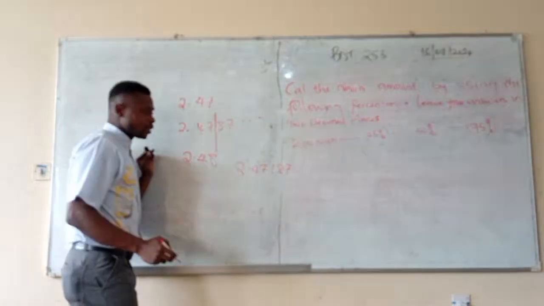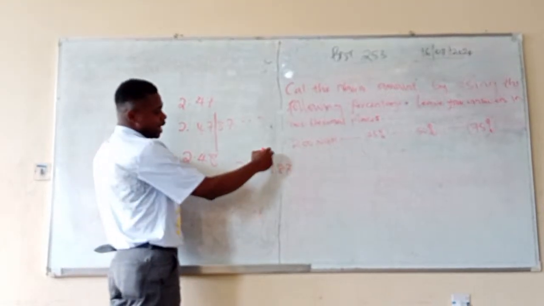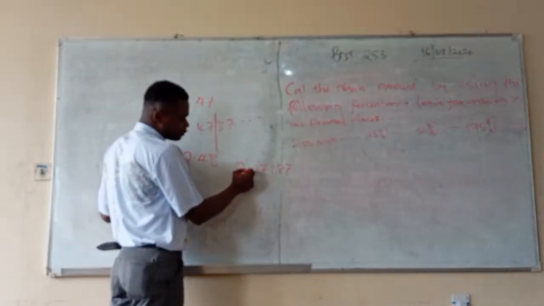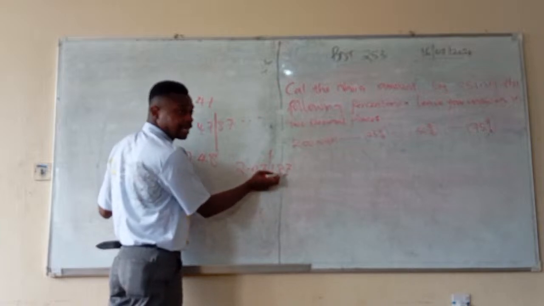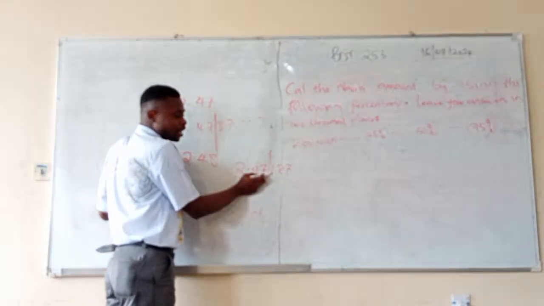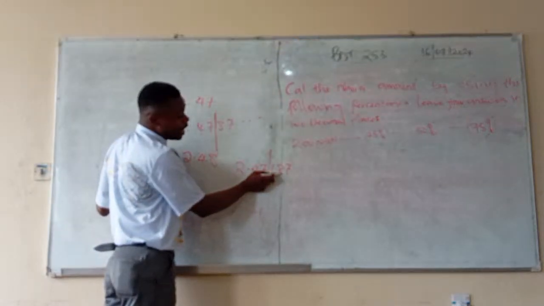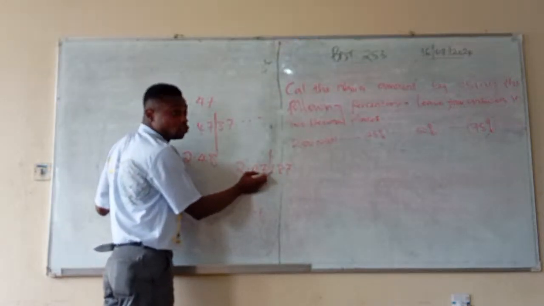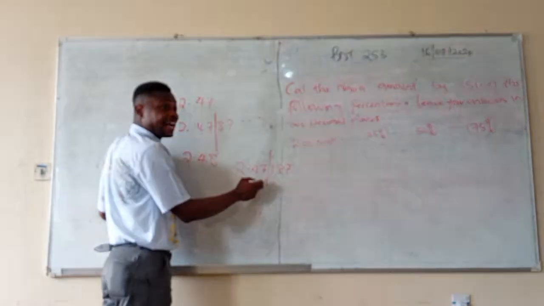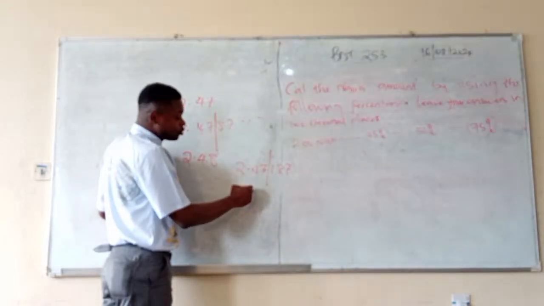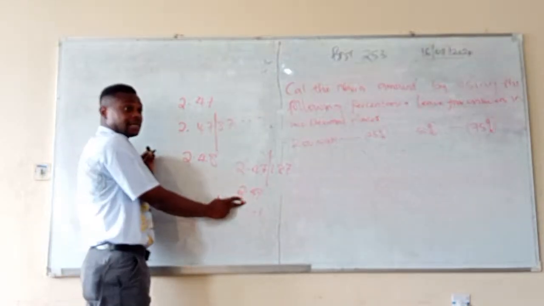But let's assume you have 2.47187, and you are told to leave it in two decimal places. Of course, this is the decimal point, 1, 2. You now look at the numbers here. This one here is not up to 5, right? Yes. Even if you move it to this place, it won't be up to 5. In this case, you round down. You round down to what? 2.47.